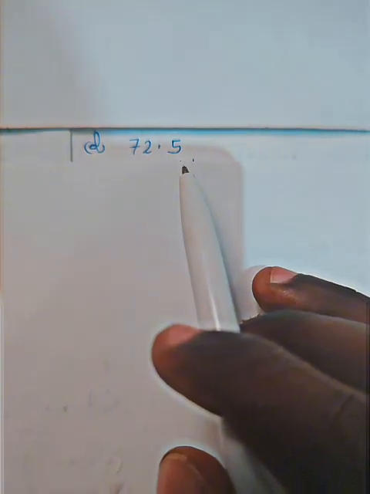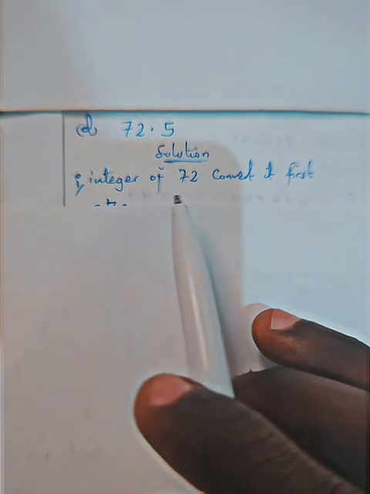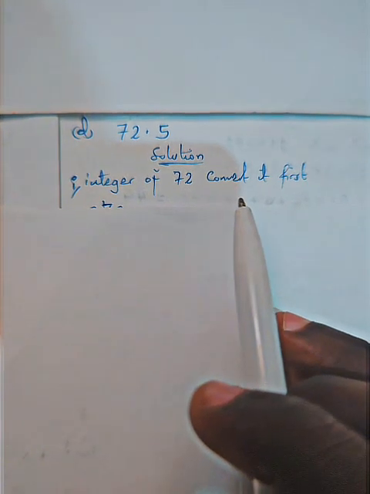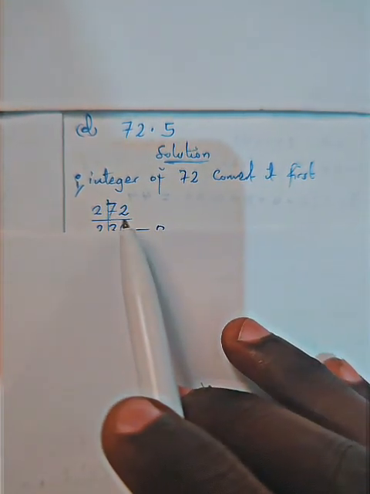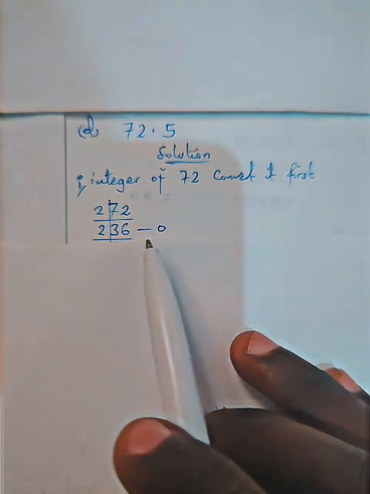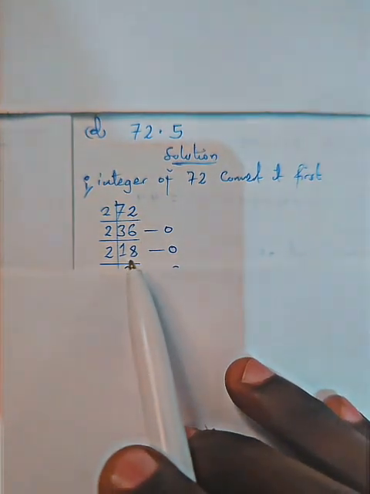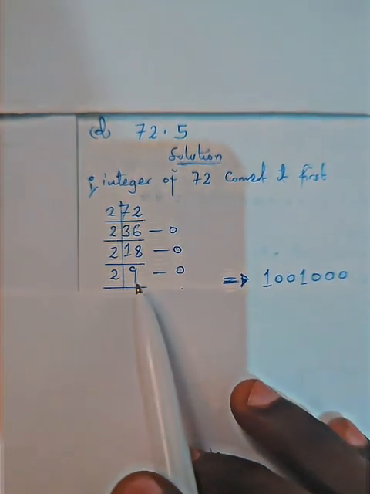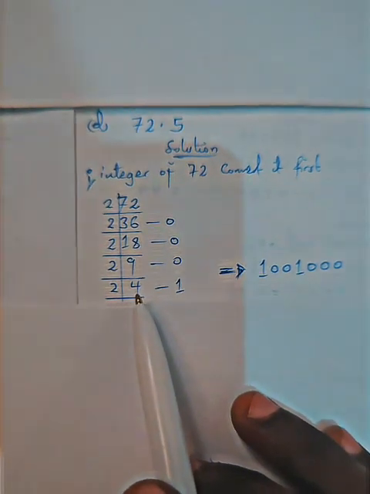Question 1D, 72.5 decimal number converted into binary. Solution: first, the integer part 72 we must convert into a binary number. 72 divided by 2 we get 36. Remainder is 0. 36 divided by 2 we get 18. Remainder is 0. 18 divided by 2 we get 9. Remainder is 0.